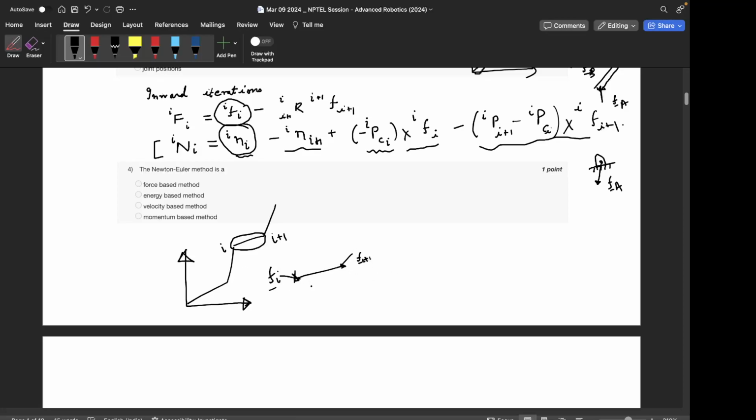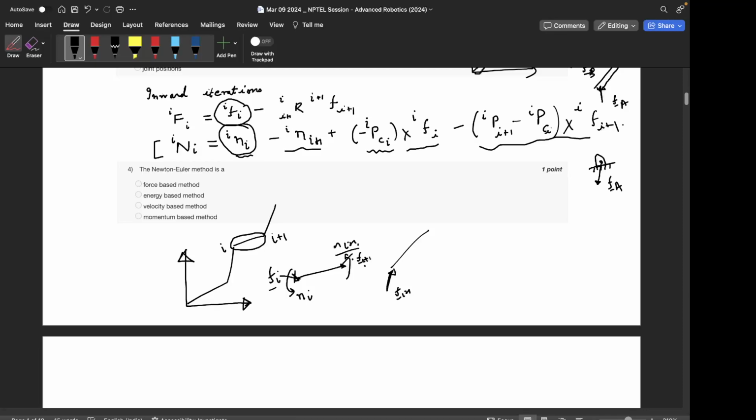And similarly, the adjacent links, if you draw, let's say the next link, then you apply an equal and opposite of this F i plus 1 here also. Why do I say always equal and opposite? Because the link is not breaking. In all these analyses that we do, it's not that they fall apart. So the forces will always be equal and opposite to each other. And similarly about torques also. So you will apply some joint torque here and some joint torque here, and that's what we are doing.